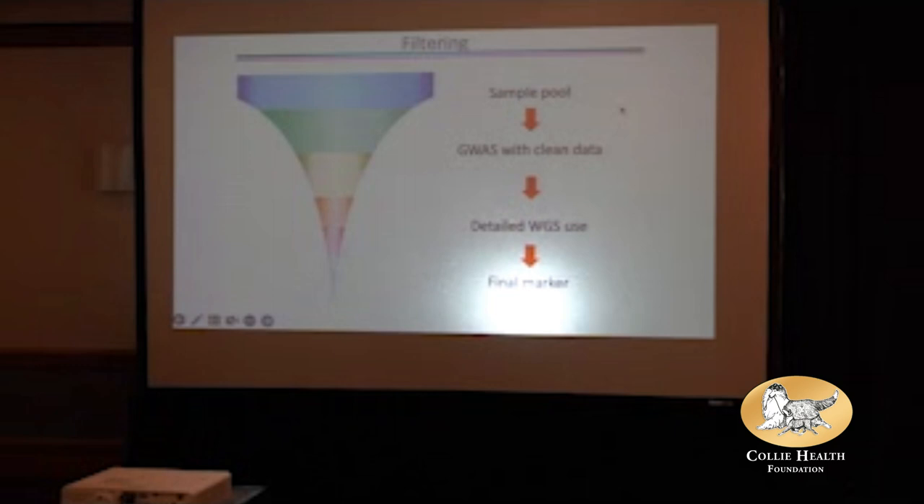So all of this basically leads to a filtering mechanism, to create a sample pool and a data set that's suitable for genome association mapping with clean data. Then add whole genome sequencing to be used on the mapped candidate regions. And then finally a selection of a final marker that will be tested on every dog that has been submitted to us. And how these candidate markers segregate, how they are distributed, will make us conclude how good the mutation we find is and how suitable it is as a Coloboma candidate.